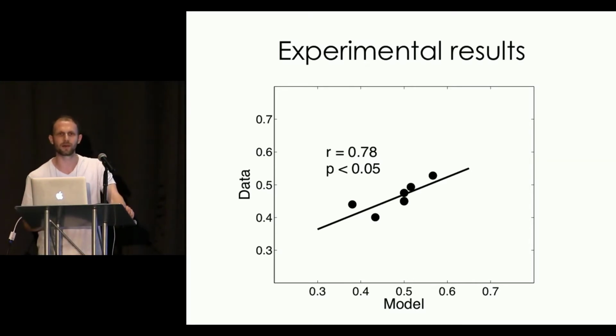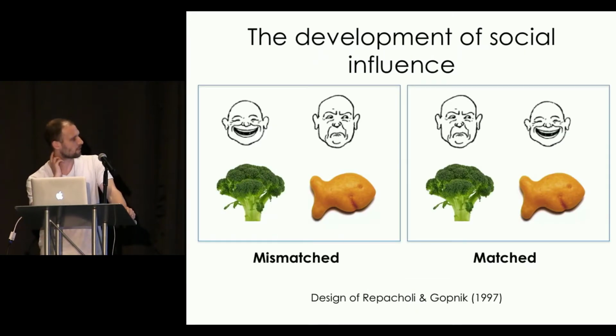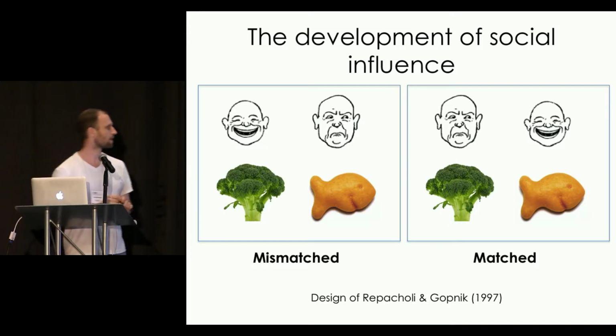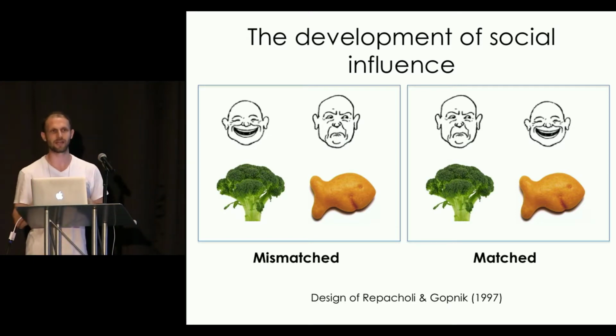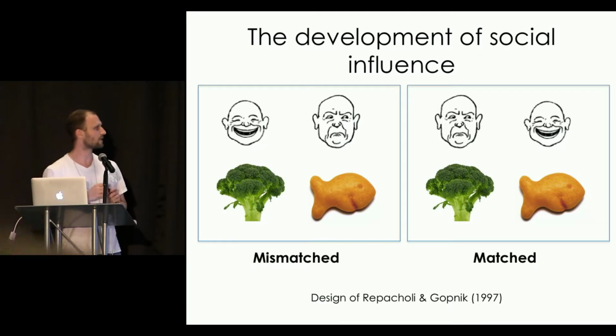We've also used this model to understand some developmental data. So there's a famous study by Berkeley and Gopnik where they were studying 14-month-olds and 18-month-olds. And the 14-month-olds and 18-month-olds were split into different conditions. These are called the mismatch and the match condition. So in both conditions, the experimenter is going to taste some food and make either an expression of disgust or an expression of happiness. And what they did was in the match condition, the expressions of disgust and happiness were matched to the child's preferences.